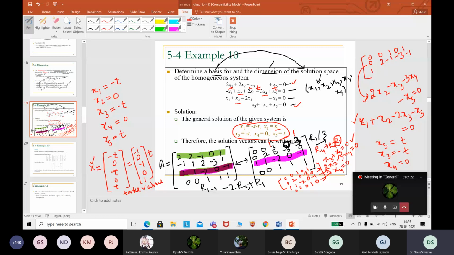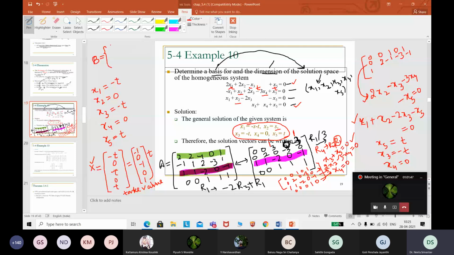So if it is satisfying, it means that capital X represents the set of all values of t, where t can take any value. The system will be satisfied. So X represents the solution space. Now, next question is you have to find out the basis for solution space. It means I need to find out a set of vectors which will span and which will be linearly independent.